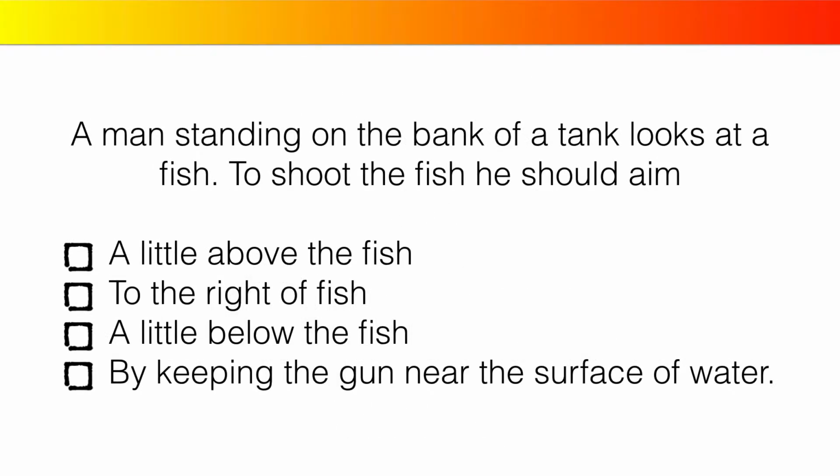On YouTube. A man standing on the bank of a tank looks at the fish. To shoot the fish, he should aim a little above the fish, to the right of the fish, a little below the fish, by keeping the gun near the surface of water.